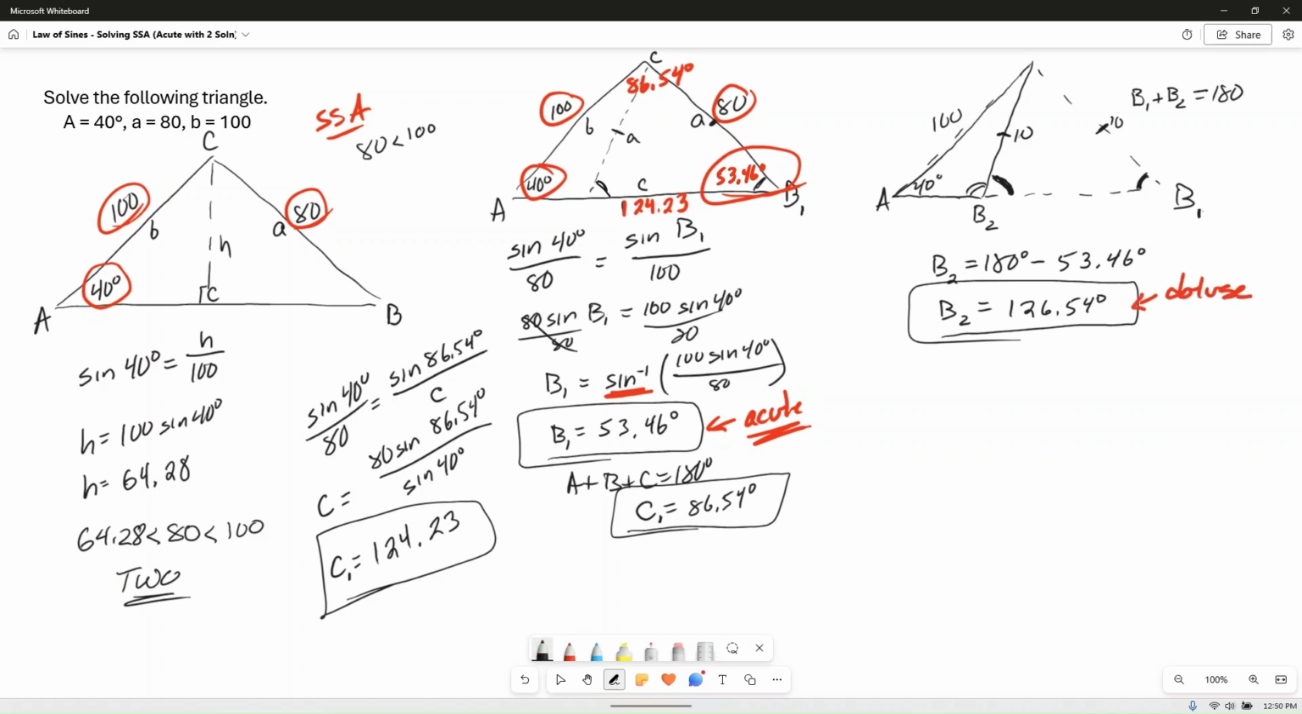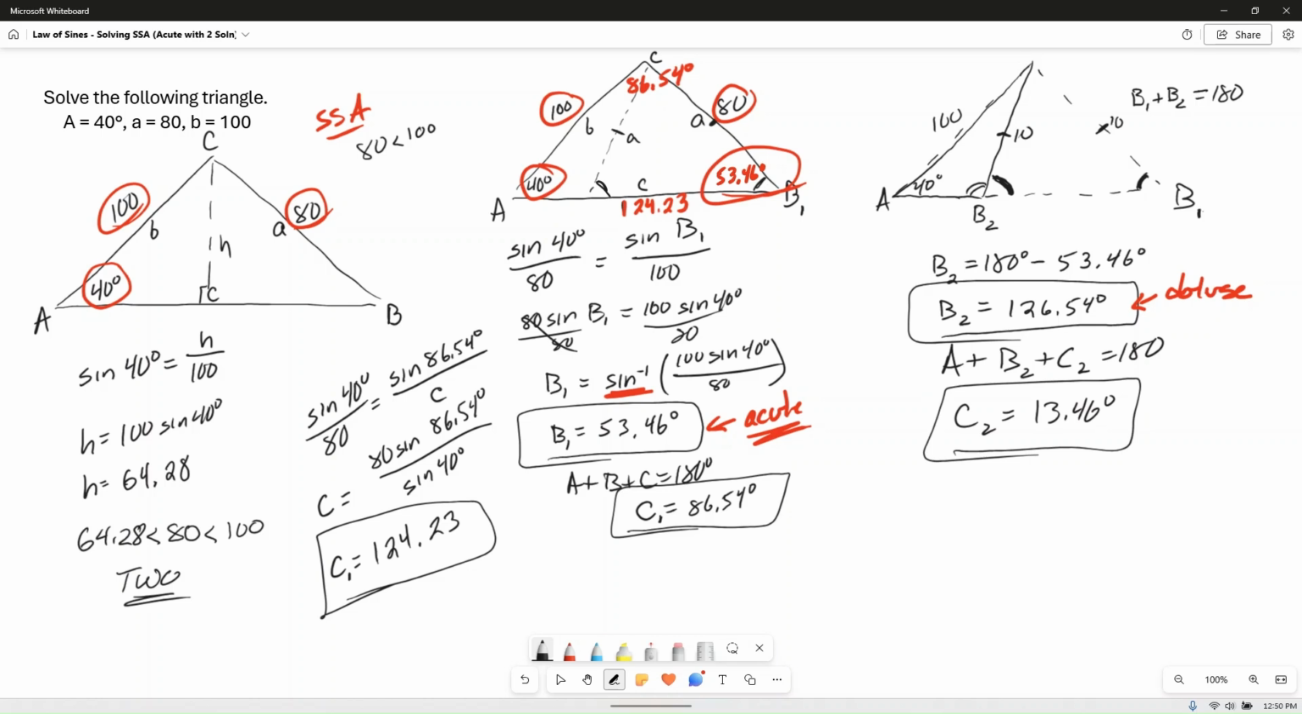Okay. We now know angle A, and we know angle B2, which means we can find angle C2. And that's because, again, the sum of our angles has to be 180 degrees. And so angle C2 is going to be 180 minus angle A, which is 40 degrees, minus B2. And we just found B2 was 126.54 degrees. And so angle C2 has to be 13.46 degrees.